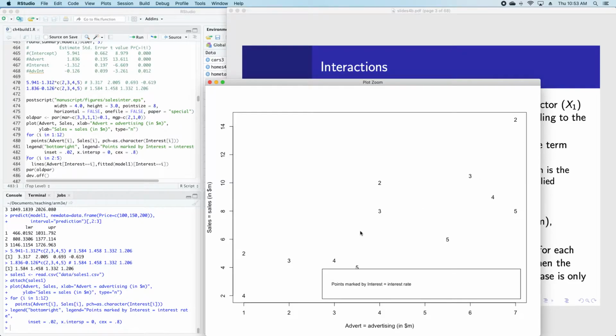What I mean by does that relationship change is, if I was to draw a regression line for an interest rate of 2%, and another regression line for an interest rate of 3%, and another regression line for an interest rate of 4%, and another one for 5%, would those regression lines be parallel, or would they have different slopes? If they're parallel, then there's no interaction, and if they have different slopes, then there's interaction, and the relationship between sales and advertising is changing according to the value of the interest rate.